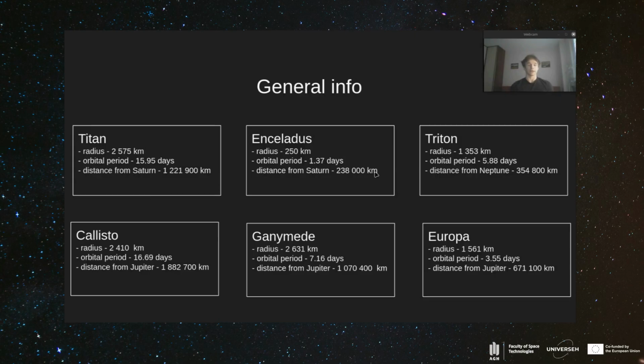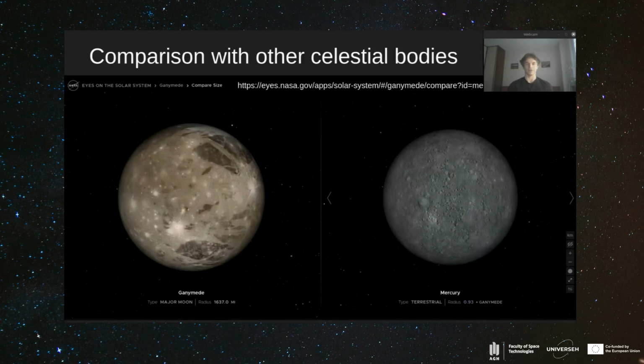Some of you may ask, why moons? Aren't moons very small compared to planets, insignificant? So I would like to show you an interesting visualization. I very much recommend Eyes on the Solar System. It's a web simulation from NASA, which lets you compare different celestial bodies, spacecraft, distances between them, and sizes.